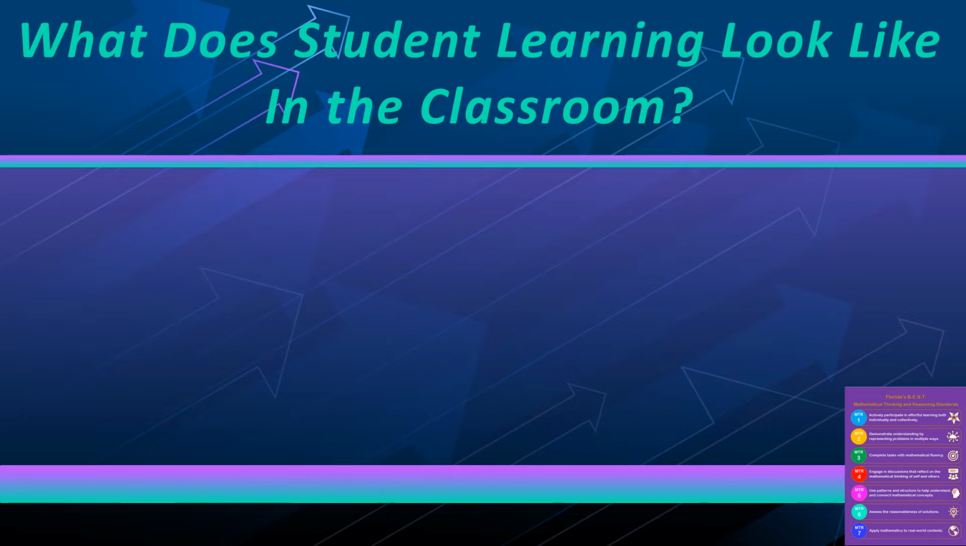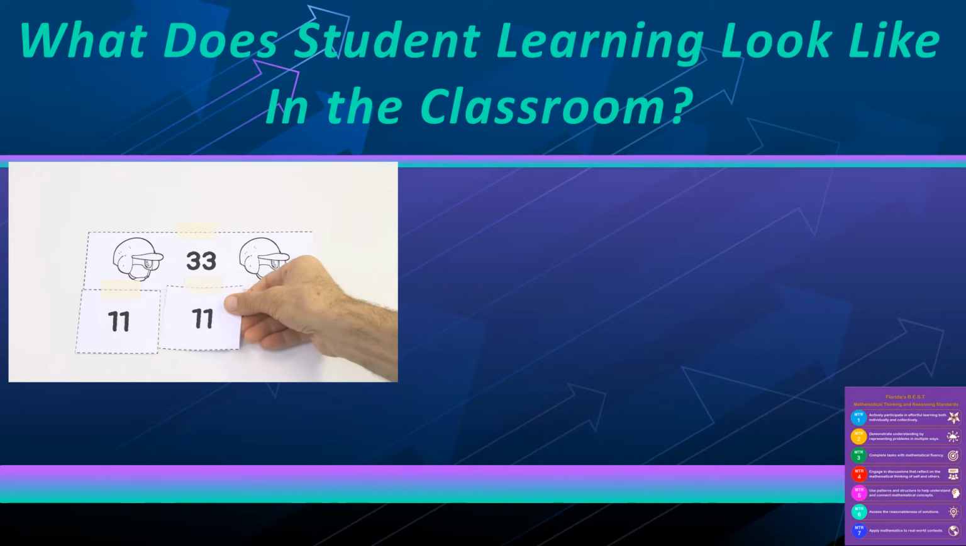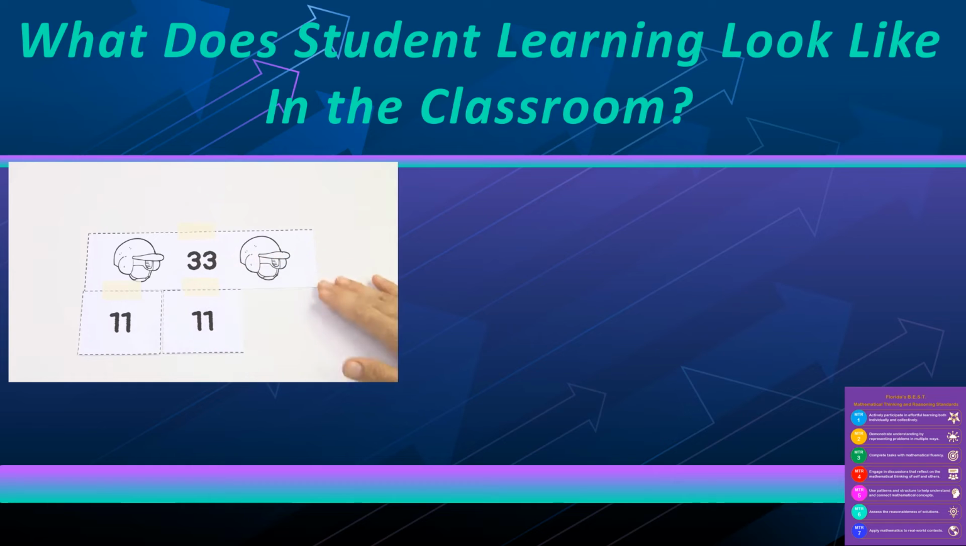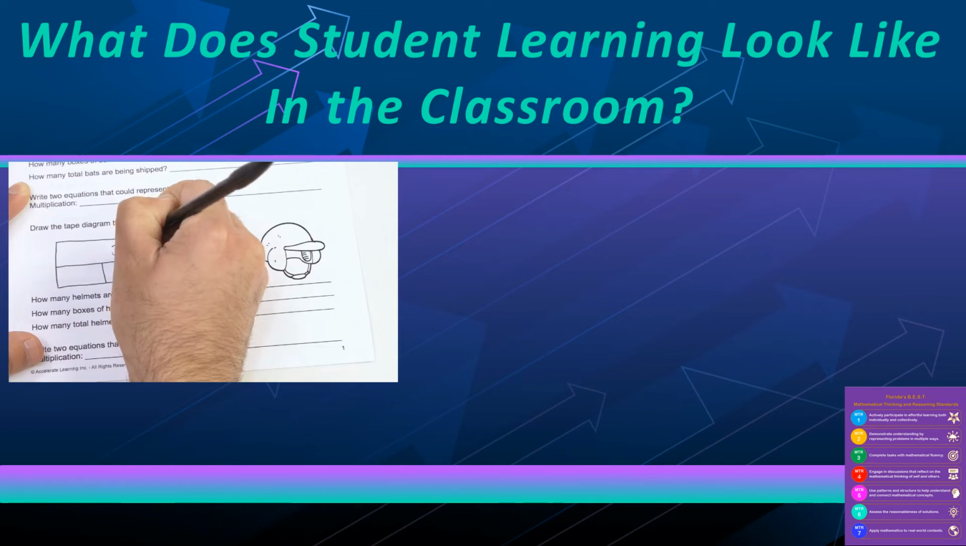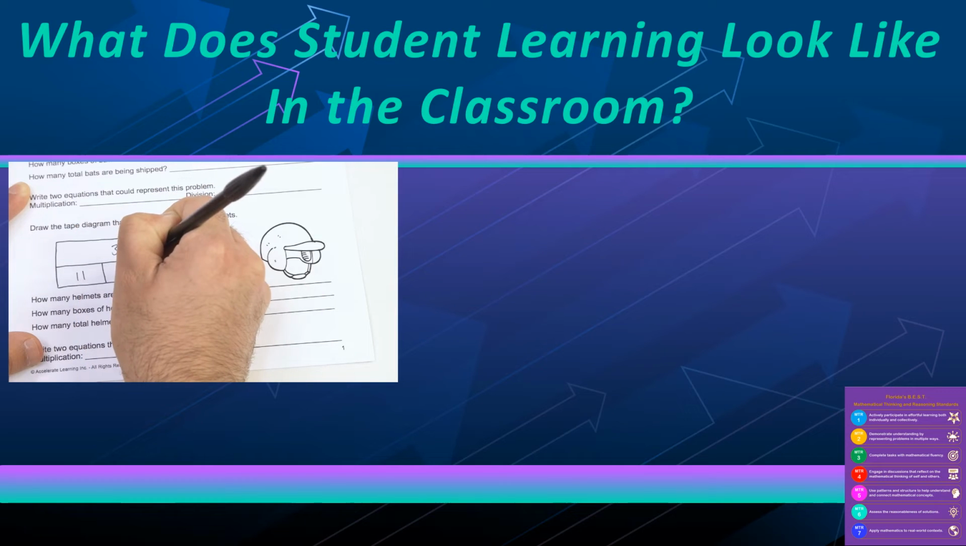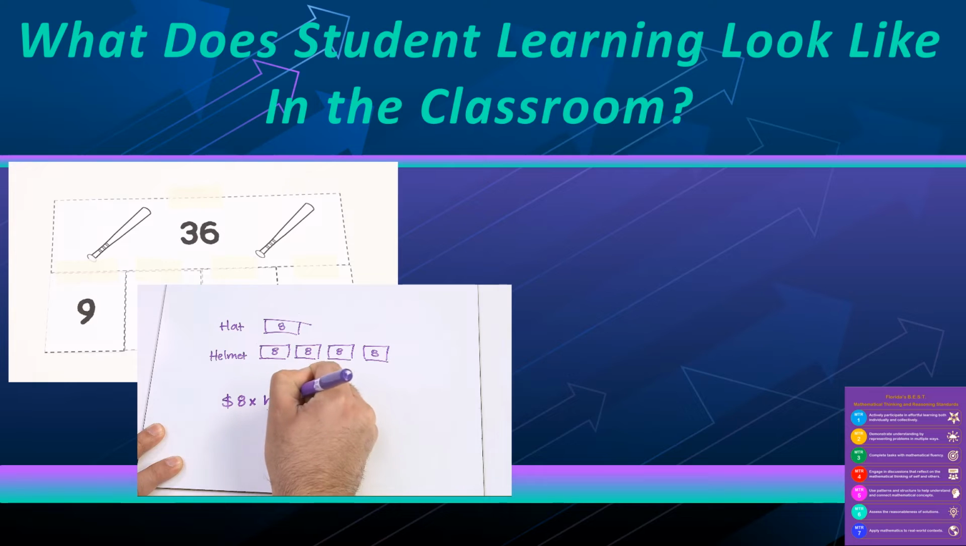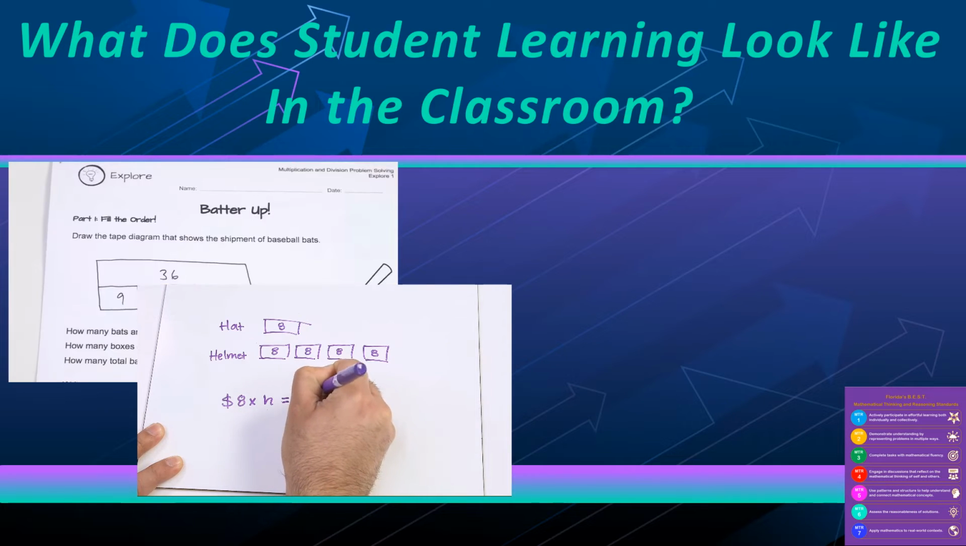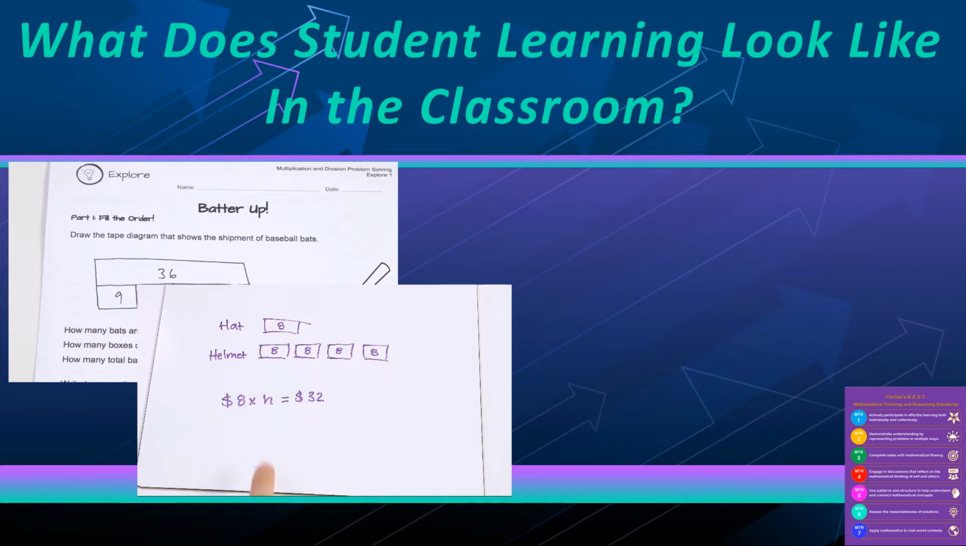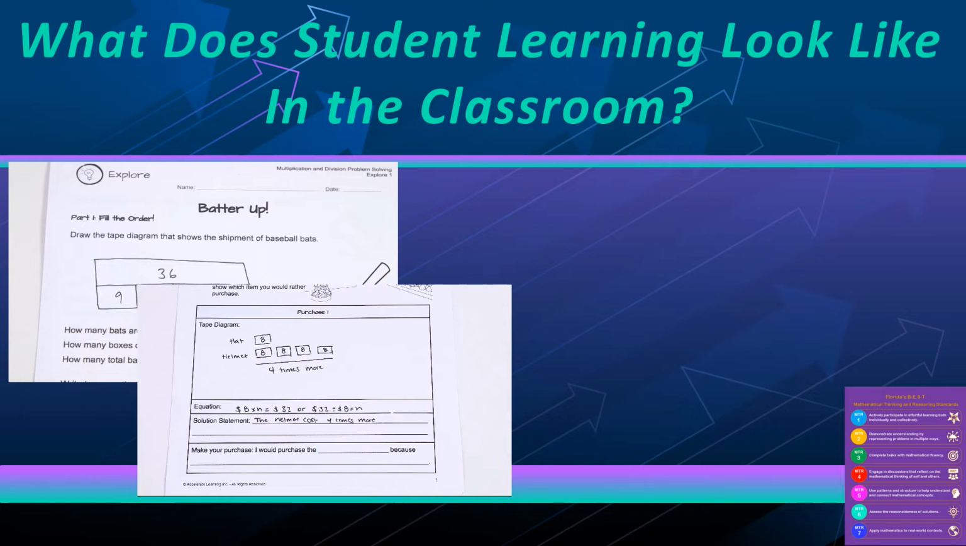What does student learning look like in the classroom? Students will be using tape diagrams to show their comparison for multiplicative comparison models. They can also transfer that model into their notebook for the problem that they're working on. Students will also be creating their own models for multiplicative comparison. They can then write an equation and use a letter for the missing number.